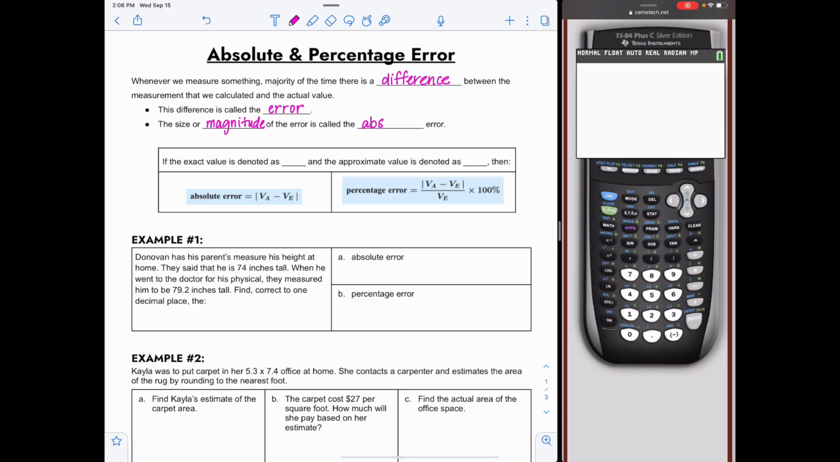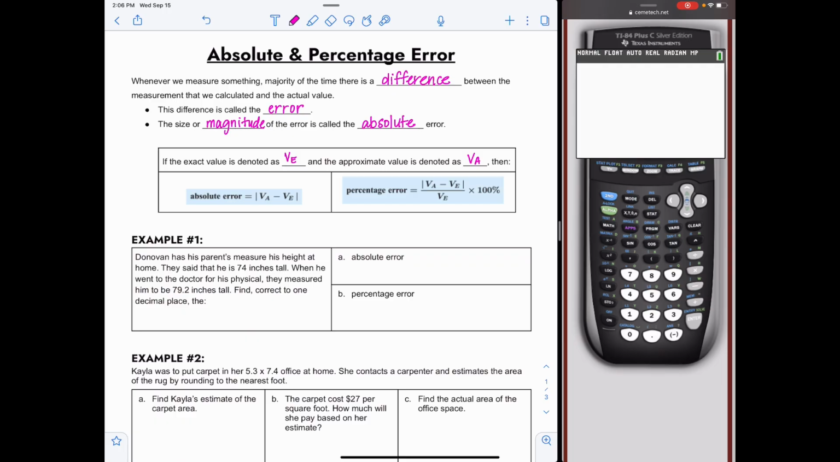All right. So let's look at our formulas. We have a formula for absolute error, and then we have a formula for percentage error. If the exact value is denoted as V sub E, and the approximate value is denoted as V sub A, then the absolute error can be found by taking the difference between the approximate and the exact value, and then taking the absolute value of it.